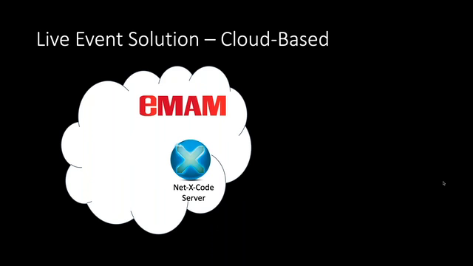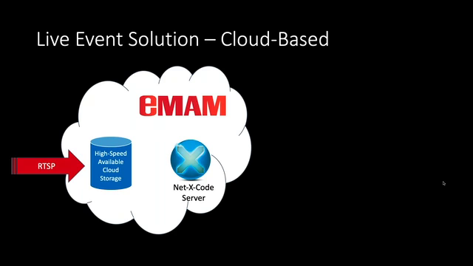The streams in this case are coming into a cloud-based private environment, but it could be IBM Cloud or AWS or Google or Microsoft Azure and so on. It doesn't really matter. In that case, the footage is landing somewhere in available storage. The NetX Code server takes that information, decodes it, and then creates that R10 file for the eMAM system to read in the cloud.